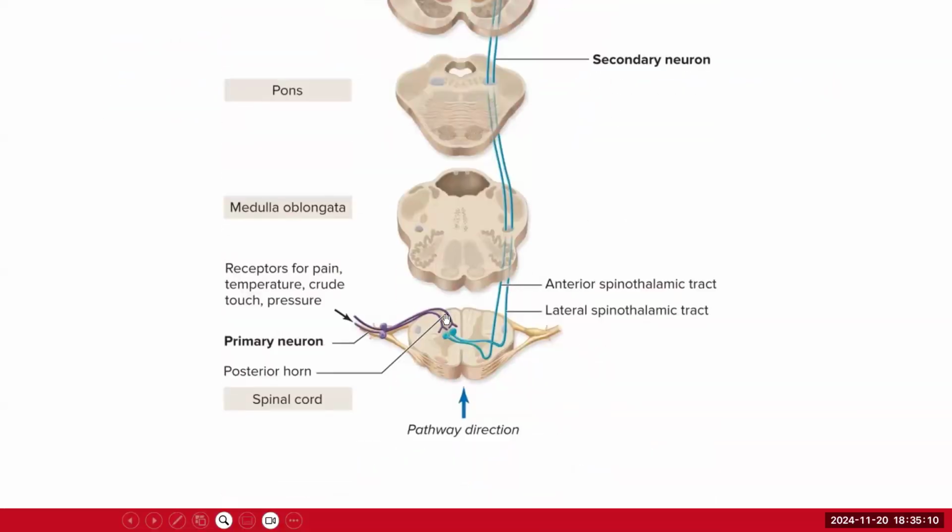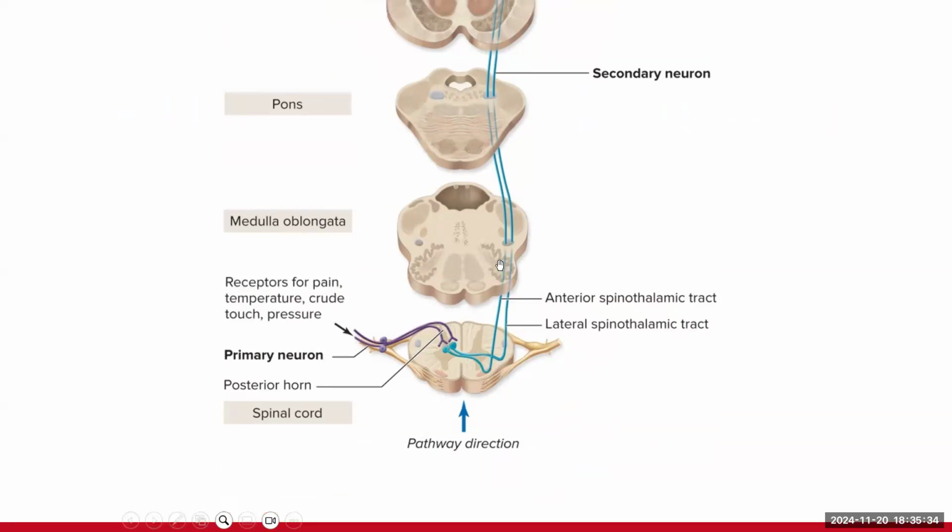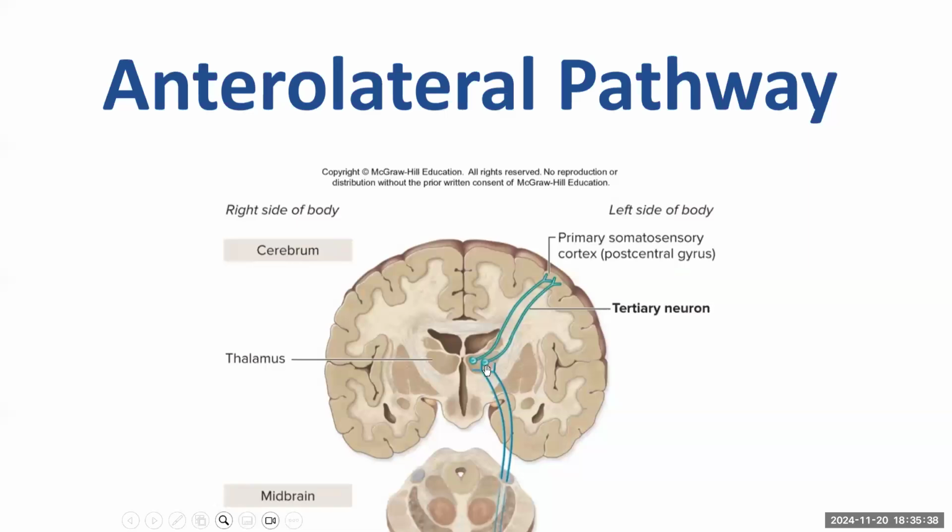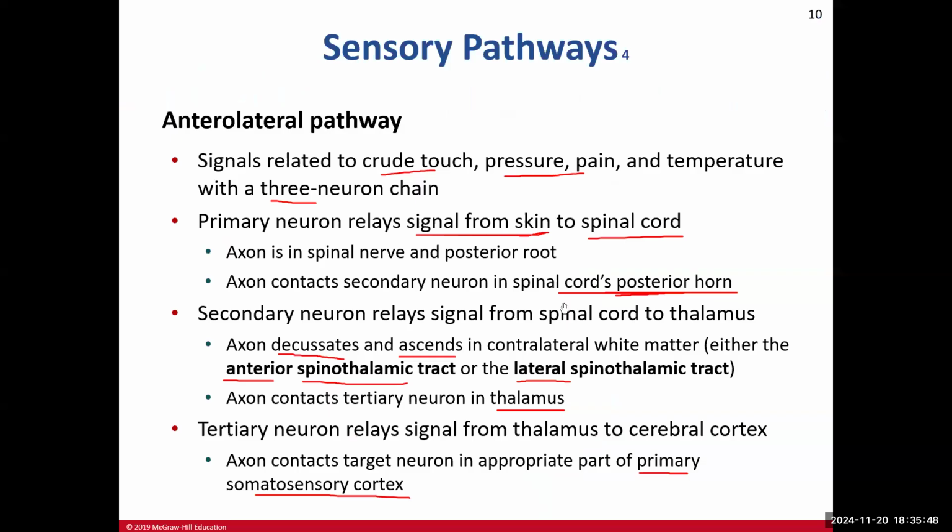We can also see here that that primary neuron can synapse onto this secondary neuron. It crosses over and decussates, but instead of going to the front of the spinal cord, it goes to the side here in the lateral white column. And so it's going to travel through the lateral spinothalamic tract. Same story. It ascends all the way up through the spinal cord, through the brainstem, and then all the way up here to the thalamus, where it synapses onto the tertiary neuron, and then that tertiary neuron goes to the appropriate area in the cerebral cortex there. So we call that the anterior lateral pathway. Three neuron chain, okay, carrying crude touch, right, pain, temperature, right?